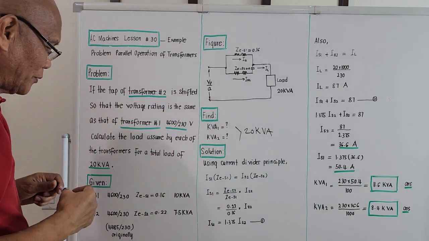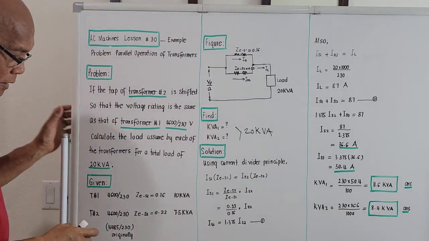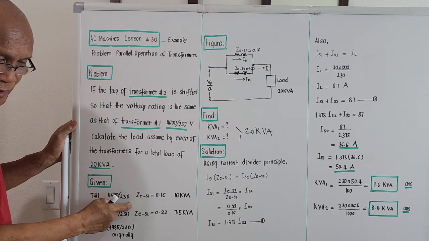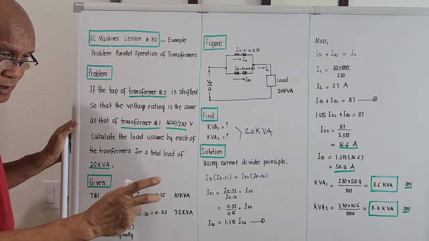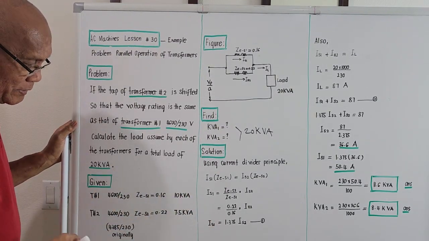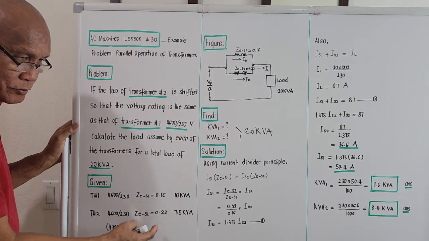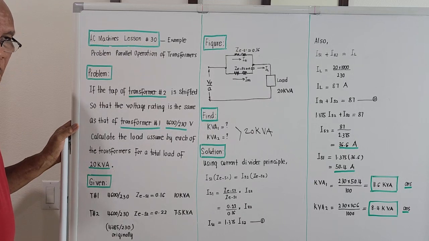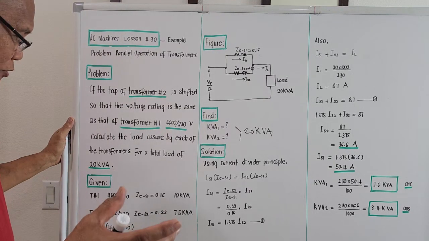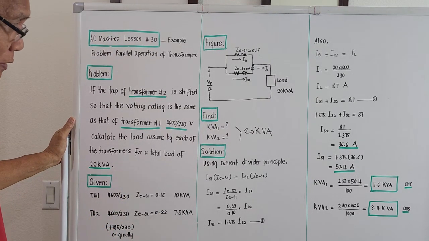With the given specification, voltages are the same, 4600 to 230, but their impedances are different. First one is 0.16, second one is 0.22. Let's try to bring out the figure for this one.